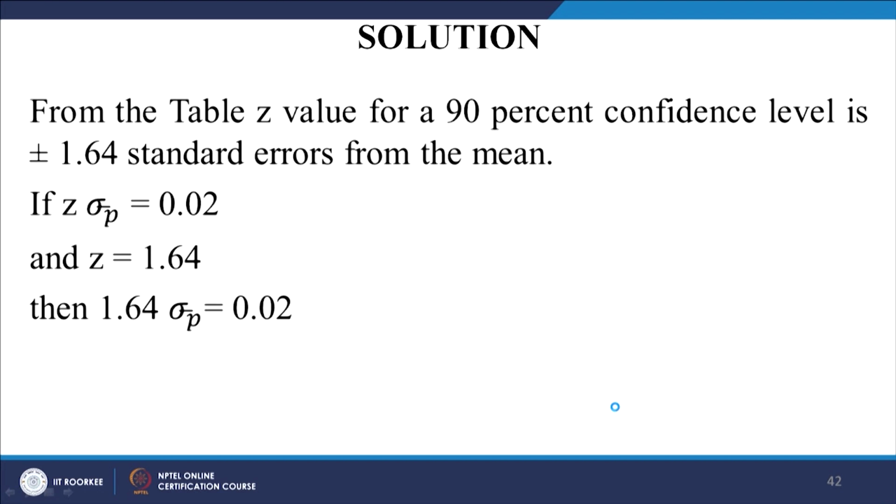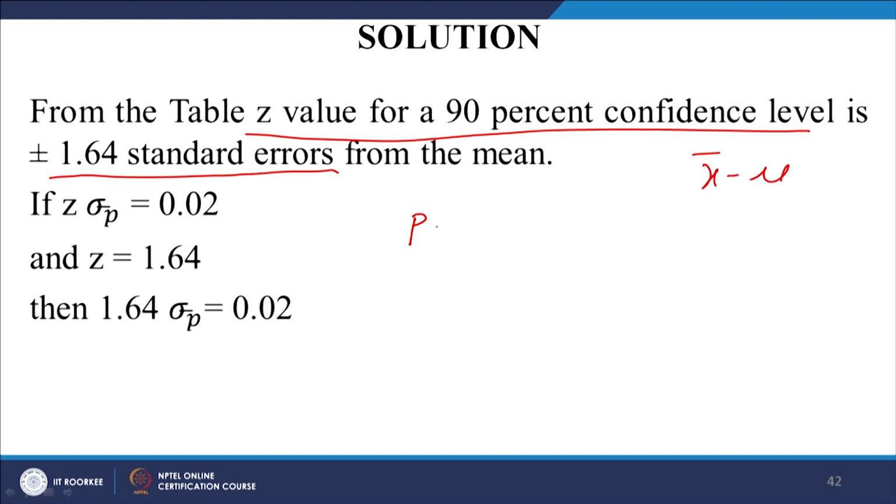In this case, the table z value is 1.64 standard errors from the mean. Now, z sigma p is the same thing. For the mean it was x minus mu; in the case of proportions, it is p bar minus p that we require. It says this p bar minus p is equal to 0.02.